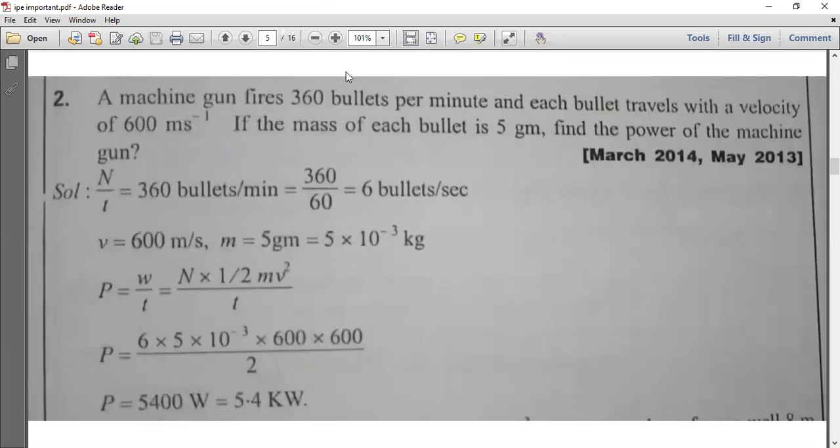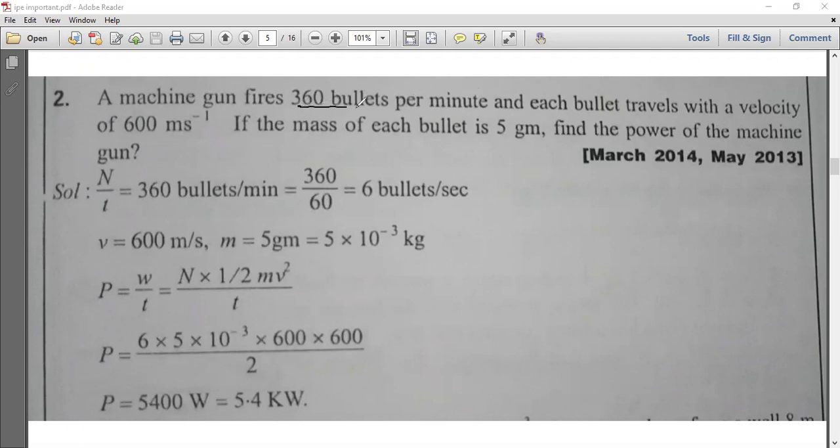Yes, so this is the problem which they are asking. A machine gun fires 360 bullets per minute, and each bullet travels with a velocity of 600 meters per second. If the mass of each bullet is 5 grams, find the power of the machine gun. So first you write down the given things.